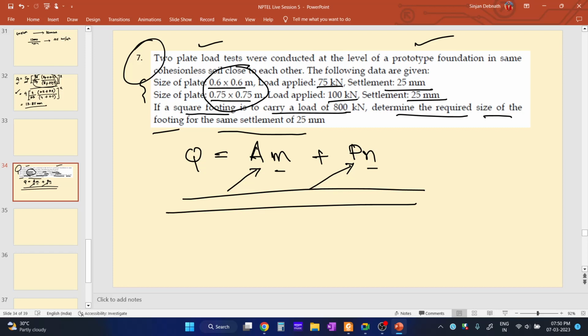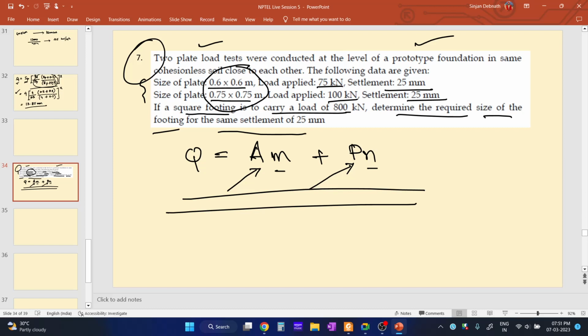Okay, so if you have such plate load test results, and if you are asked to find out the breadth of the footing or settlement of a footing using the plate load test result, you will use this process. Okay, so I am showing you how to solve such problem. So this is the equation that we will assume: Q equal to AM plus PN. A is the area, P is the perimeter.